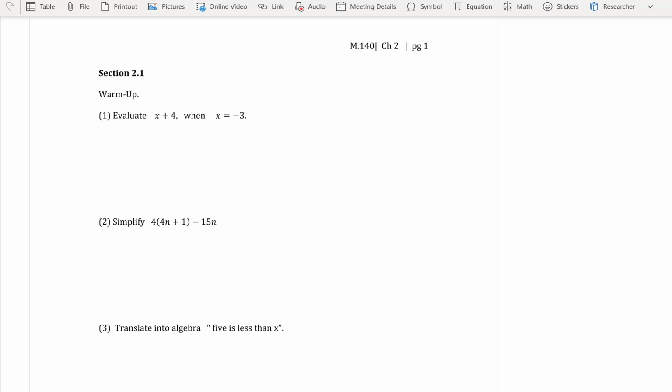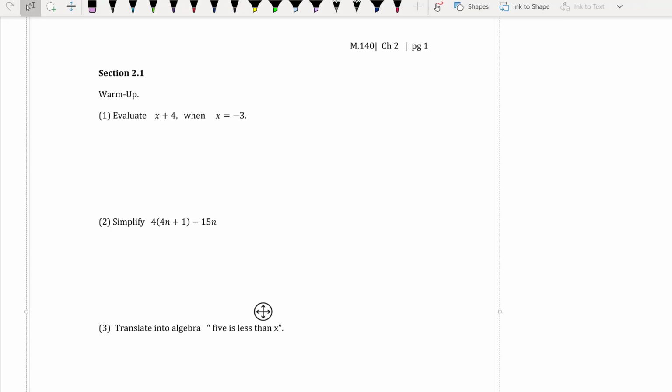So let's evaluate the expression x plus 4, but the piece of information that they give you is that x is equal to negative 3. So what that tells us is that we are going to substitute in that value. Whenever we see that x is equal to negative 3, we're going to plug it in to that x that we see there. So plug in the value.